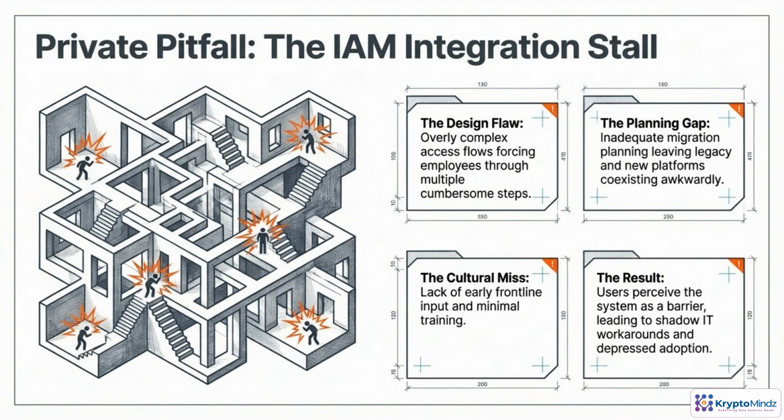Identity and access management projects usually don't fail because the cryptography broke. They fail in the human and organizational layers. Overly complex access flows make everyday tasks feel like navigating a maze, so people look for shortcuts. Weak migration planning leaves old and new systems awkwardly glued together. With minimal frontline input and training, users quickly decide the new system is the enemy. That's when shadow IT, risky workarounds, and poor adoption explode.